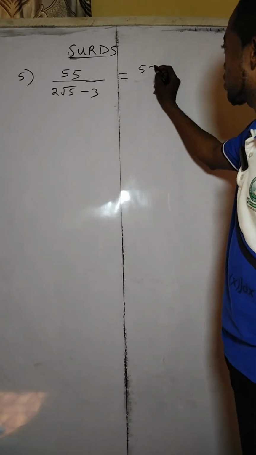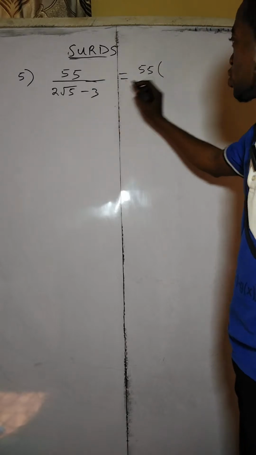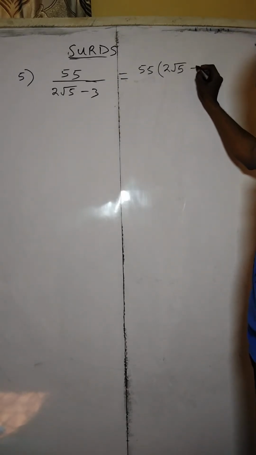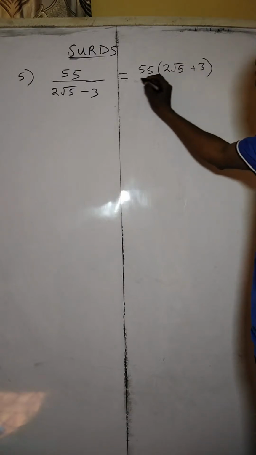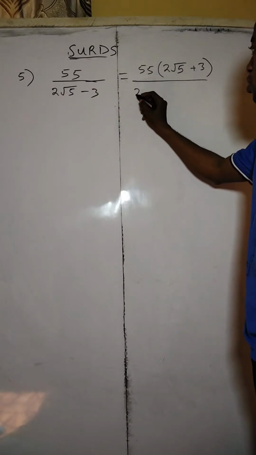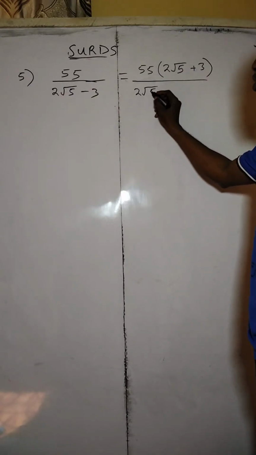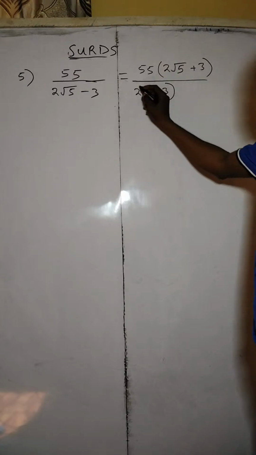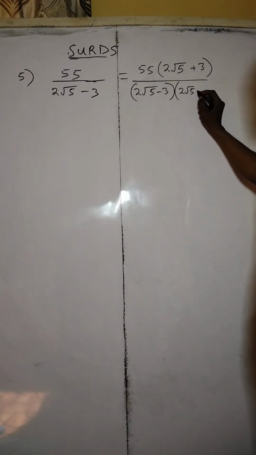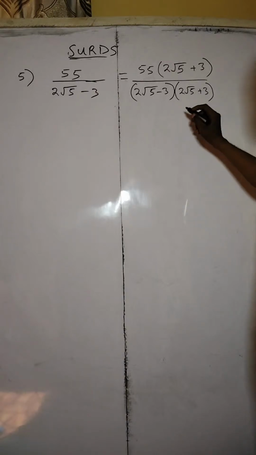That will be 55 times the conjugate. Here we have 2 root 5 plus 3, then divided by, also multiplying this by the conjugate, 2 root 5 minus 3 multiplied by 2 root 5 plus 3. The next thing is to expand.